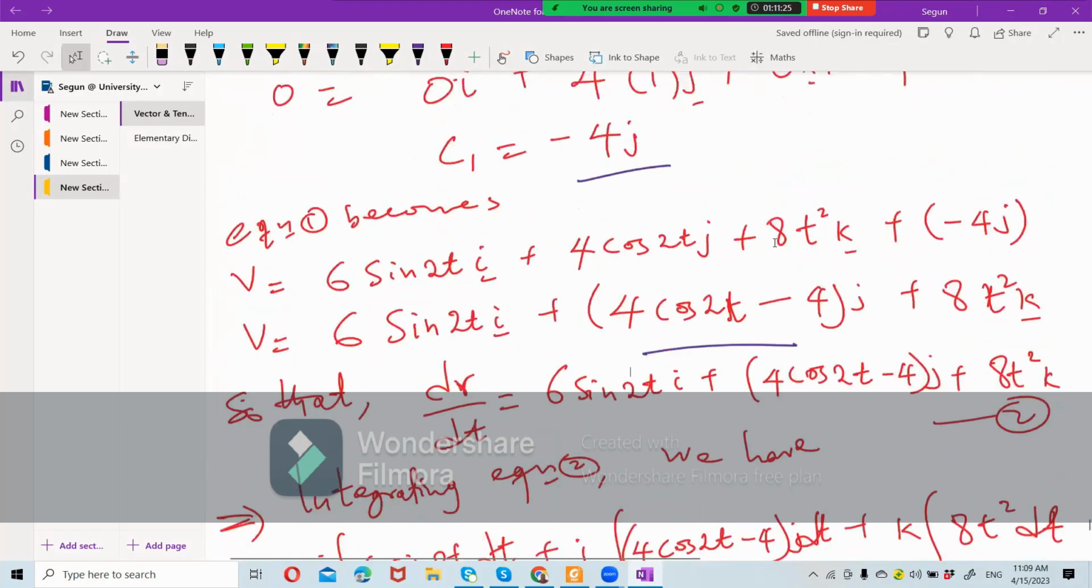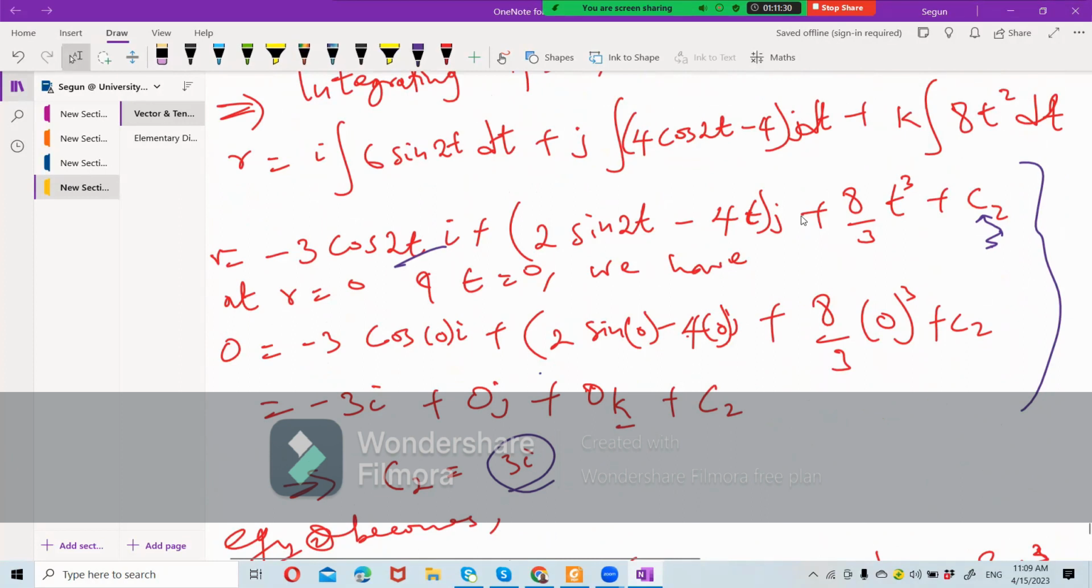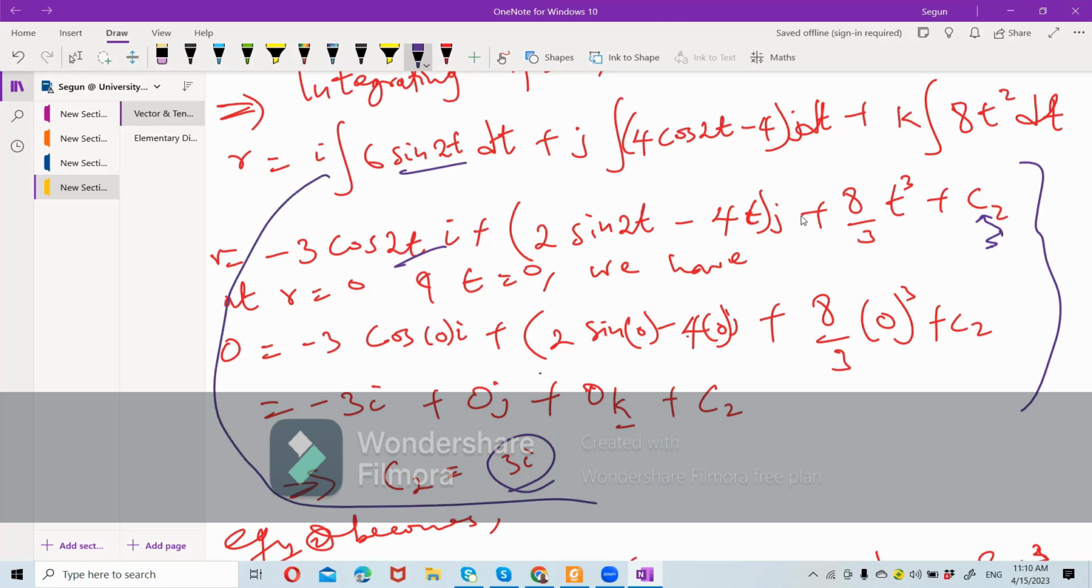Yes, sir. If it's not clear, let me explain. This is what I did. When you integrate this one, okay, just calm down. When you integrate sine 2t, you will get negative; I just jumped a step here, which I believe all of you know. When you integrate it, you have minus 1 over 2.